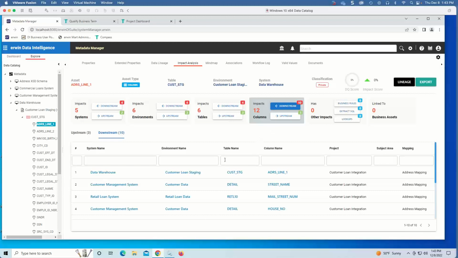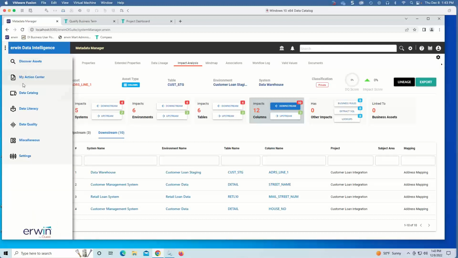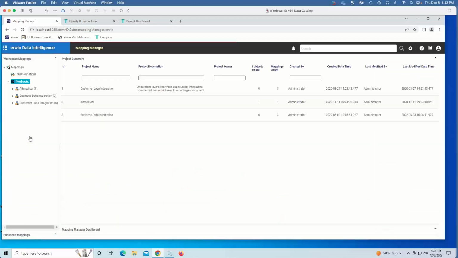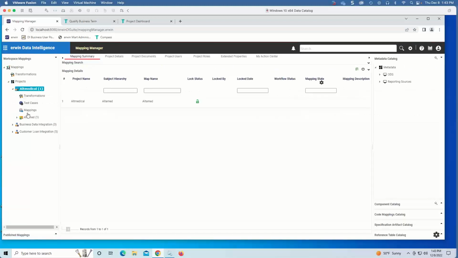Now, sometimes I want to get down even lower, and I might want to see what the source SQL is for any kind of transformations. And that happens at what's called the mapping manager level. So if I look at my data catalog, there's a section in here called mapping manager. Now, mapping manager gives me more details around exactly what transformations are taking place.